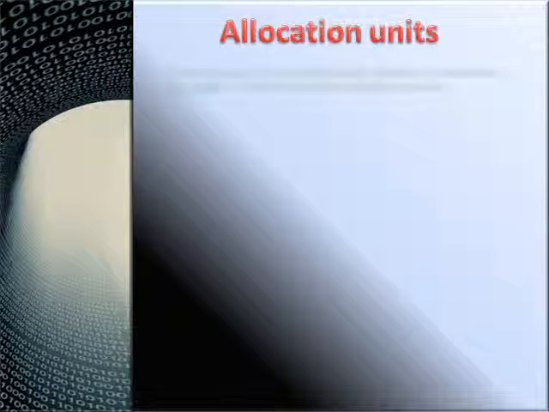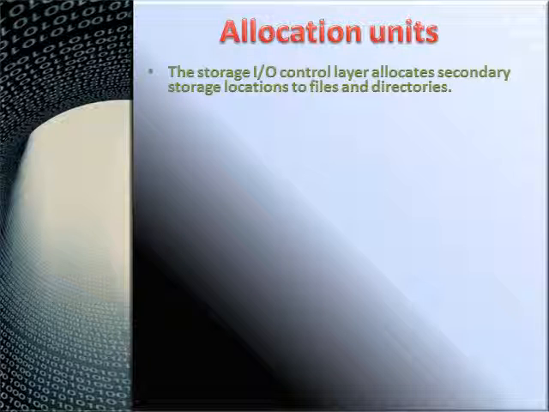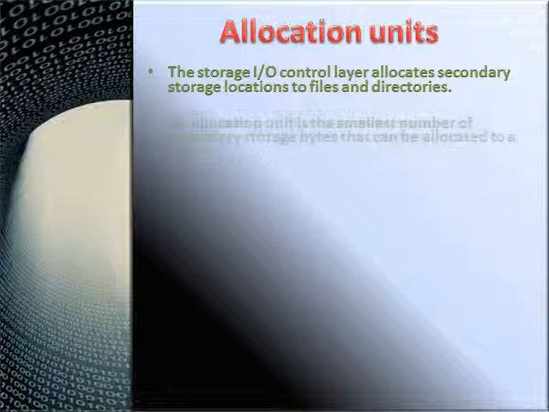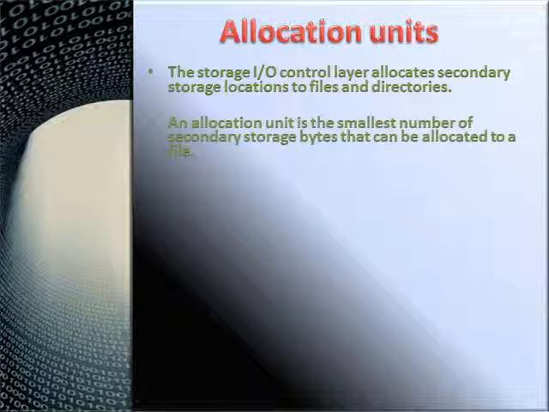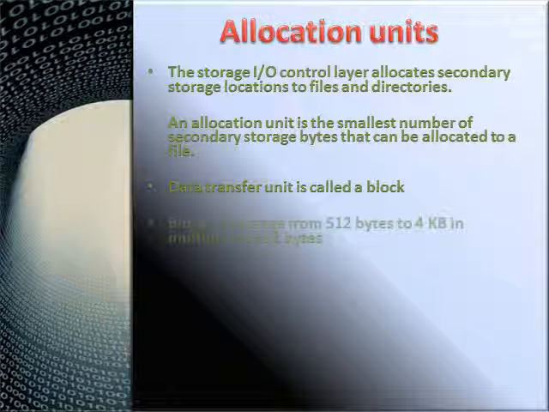Allocation units. The storage I/O control layer allocates secondary storage locations to files and directories. An allocation unit is the smallest number of secondary storage bytes that can be allocated to a file. Data transfer unit is called a block. Block sizes range from 512 bytes to 4 kilobytes and multiples of 512 bytes.